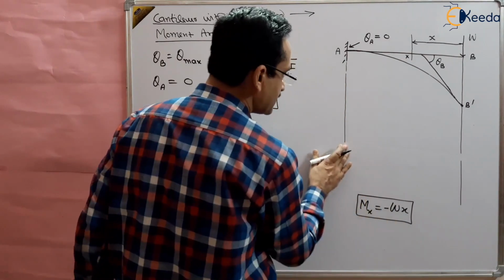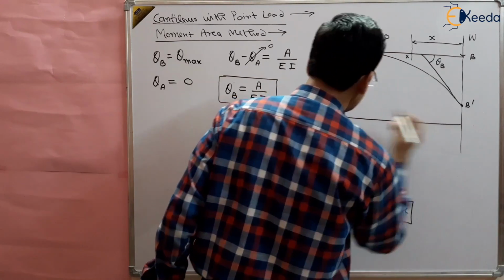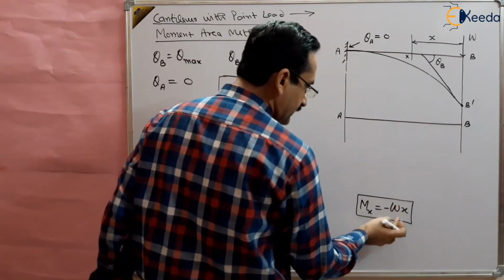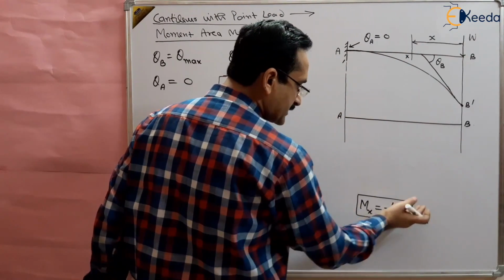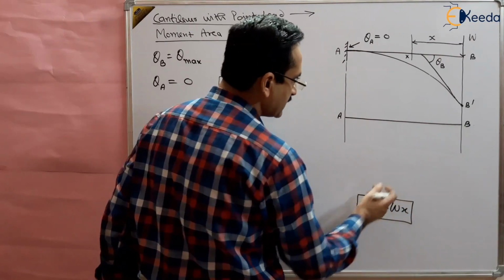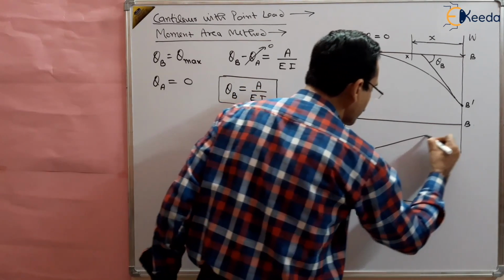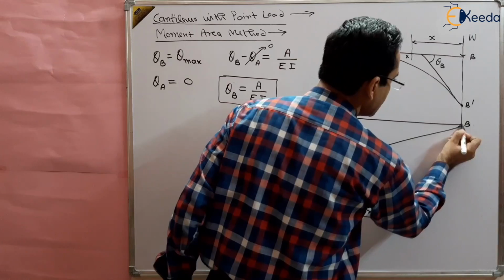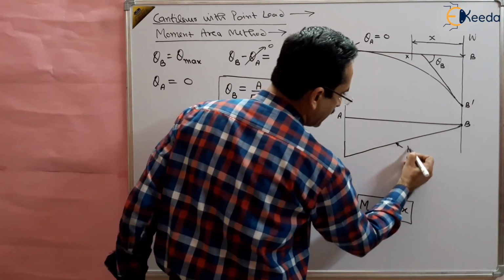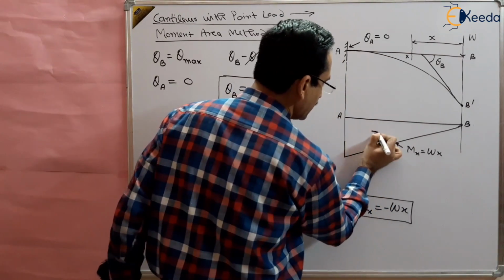This is a linear variation in negative sign. So we can take a line here. This is our AB beam, and the bending moment is increasing in the negative direction with linear variation in x. As we move on, it goes on increasing, so we will get this type of curve. You can see in the shear force bending moment diagram chapter, this is a linear variation, that Mx equals Wx in the negative direction.